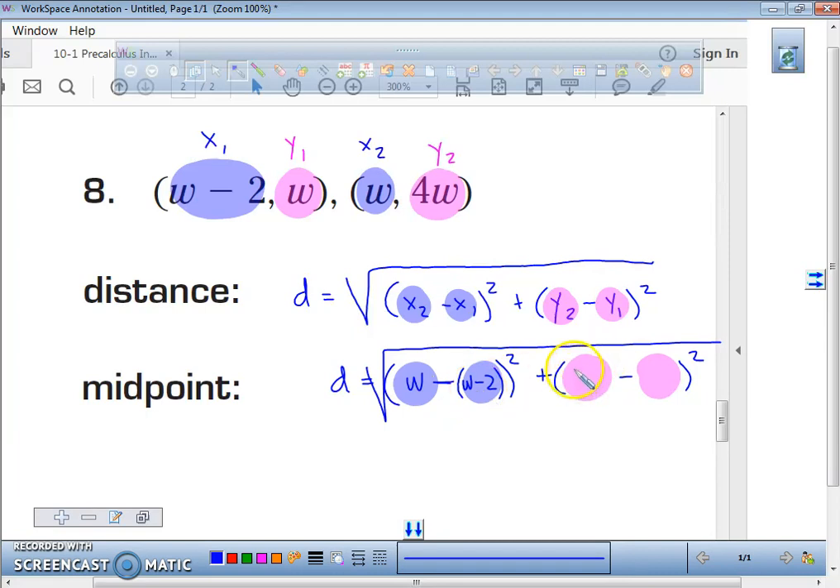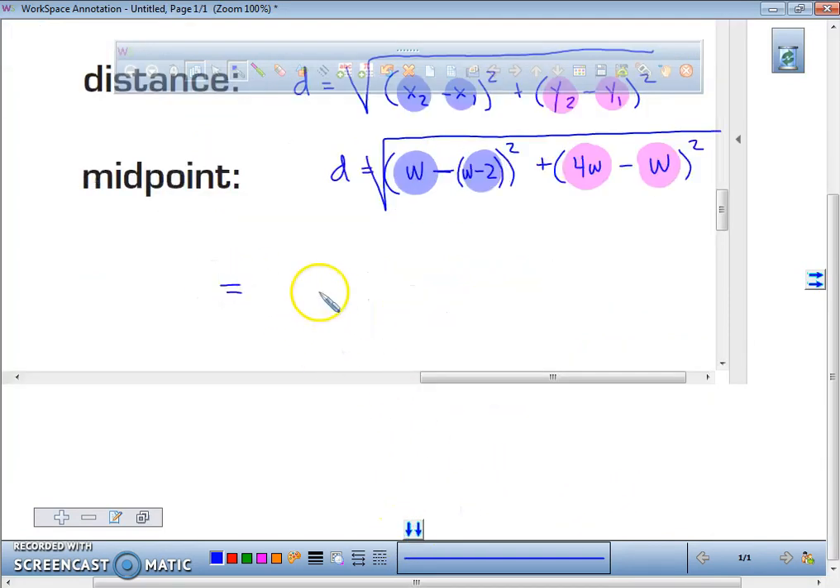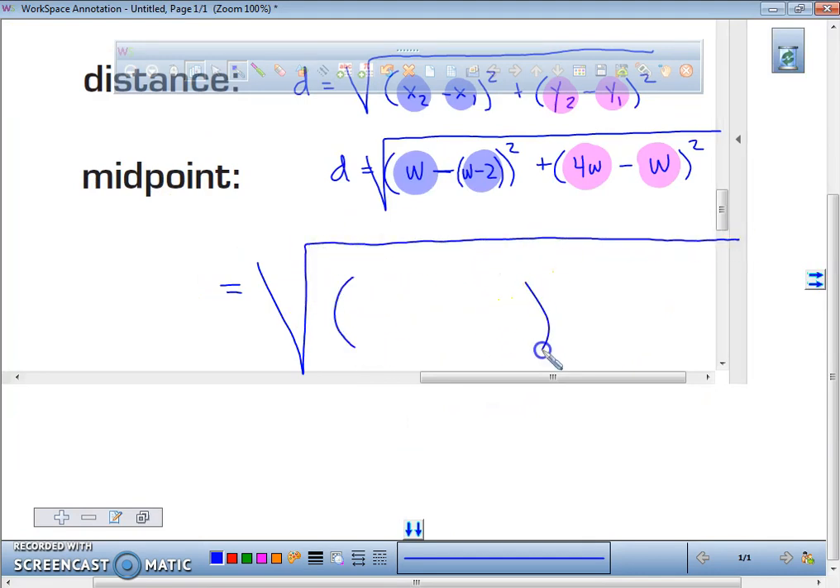My y2 value is 4W. My y1 value is a W. Okay? So see what we have here. Make it a little bit bigger for you to see. In the first parentheses, I have a W. Now if I distribute this negative to both numbers, I have a minus W and a plus 2, and that's being squared. Over here, I have a 4W minus a W that gives me 3W, and I have to square it.